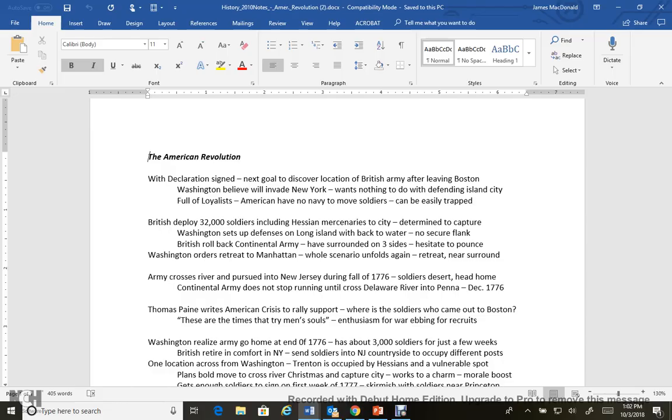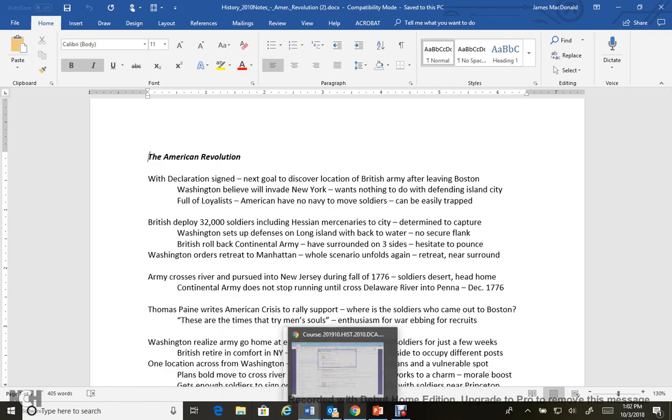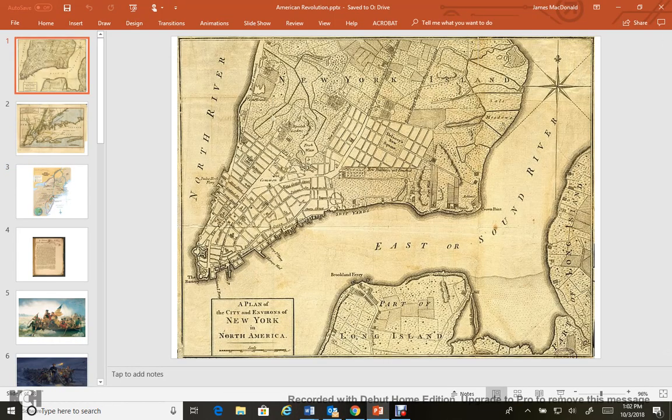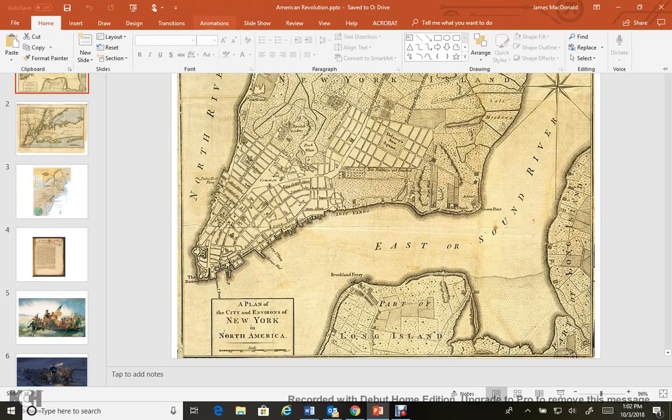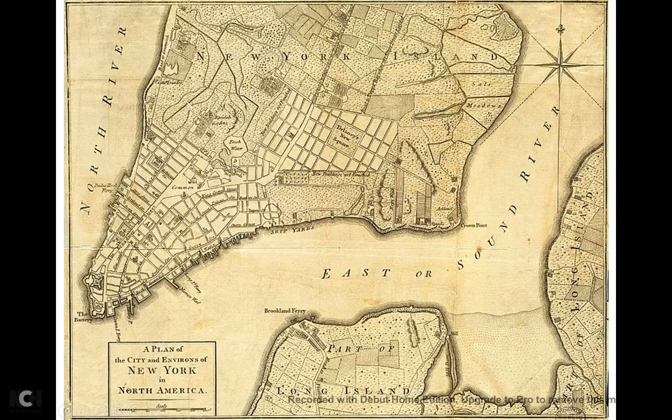It is absolutely to no one's surprise that the British goal for later in 1776 is the most important port and the most important city in North America. This is, of course, New York. This is a map representing Manhattan Island and part of Long Island in 1776. And you can see from the map that the English have all of the advantages. They have the best navy in the world. They have one of the best armies in the world.